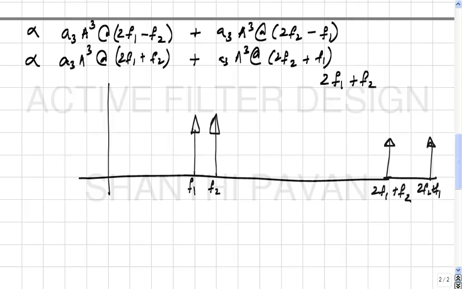Then what about 2 F1 minus F2? It is F1 plus F1 minus F2. The magnitude of F1 minus F2 is this character here. So, F1 plus F1 minus F2 will be a term here. Similarly, 2 F2 minus F1 will be that character. So, these products are what are called intermodulation products.